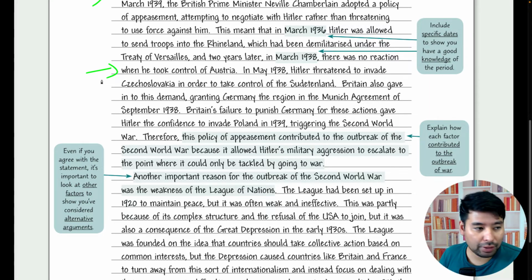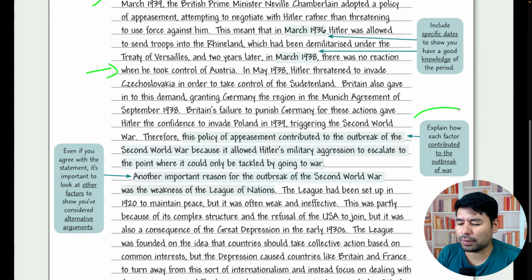This information here, we have this comment: explain how each factor contributed to the outbreak of war. So every factor, like the policy of appeasement, he gave it as an example and explained why it contributed to the war.